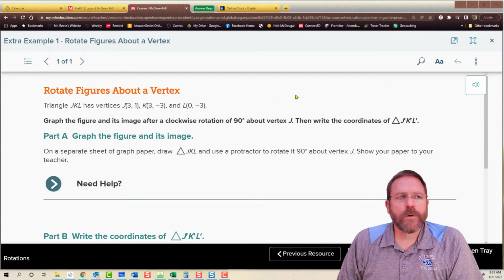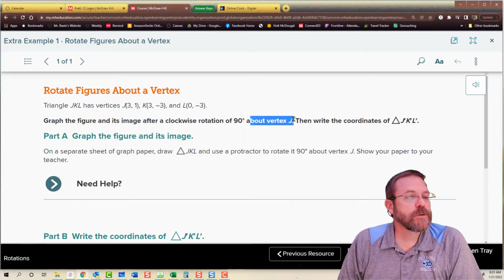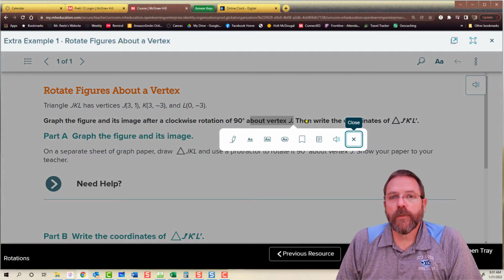Now it's going to be your turn. You're going to graph triangle JKL with these vertices, and then you're going to rotate it 90 degrees around the vertex J. Go ahead and work on that. I would encourage you to use some graph paper and a protractor in doing this problem.